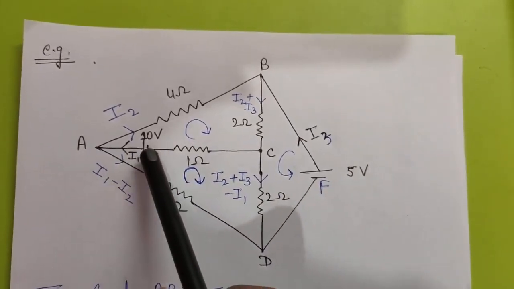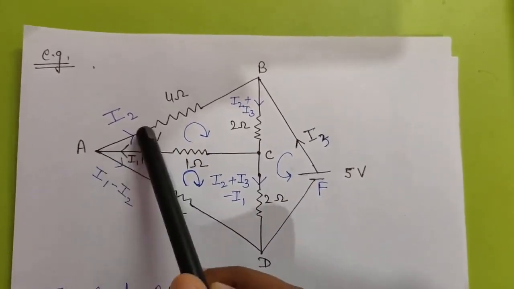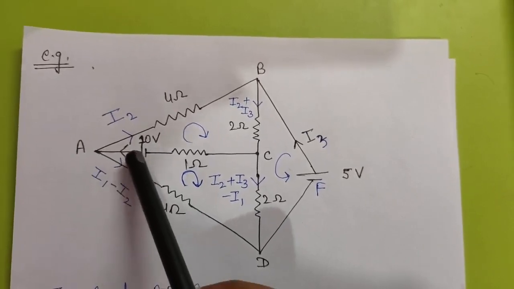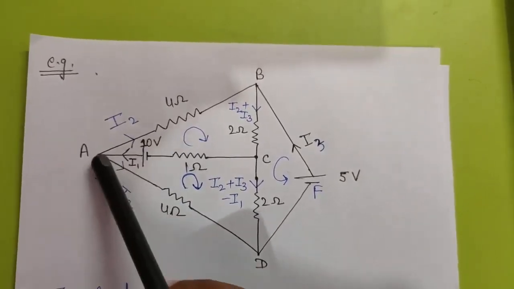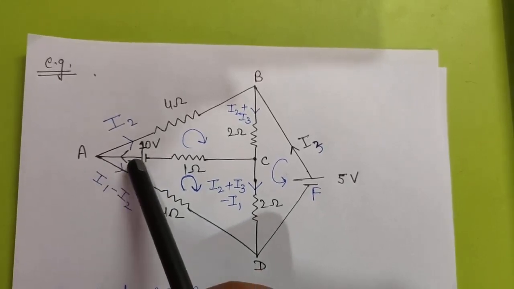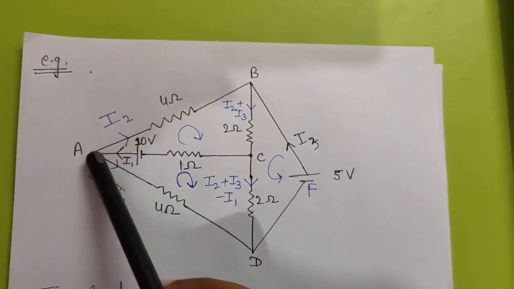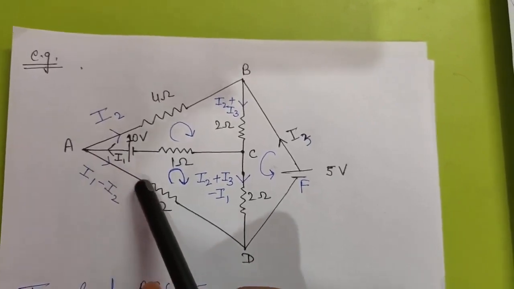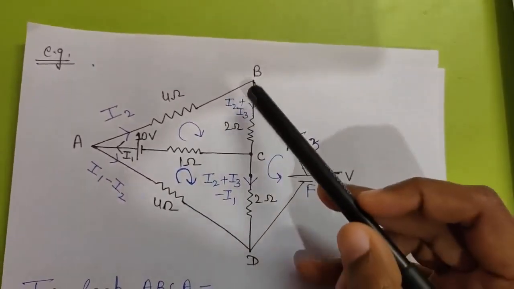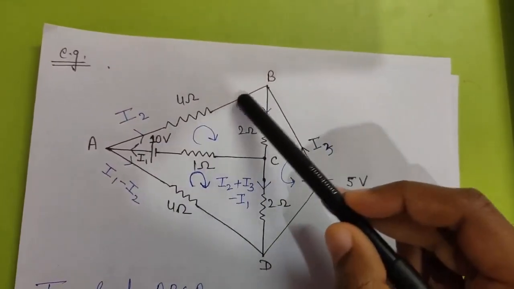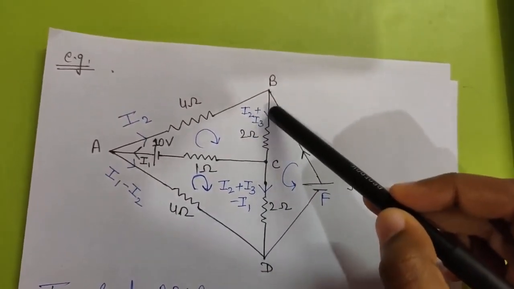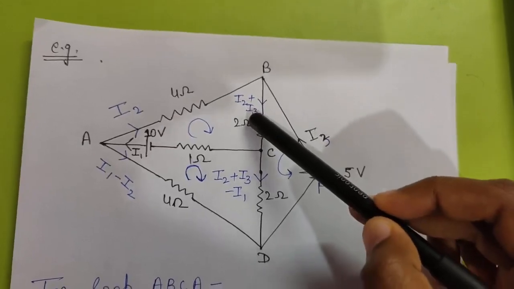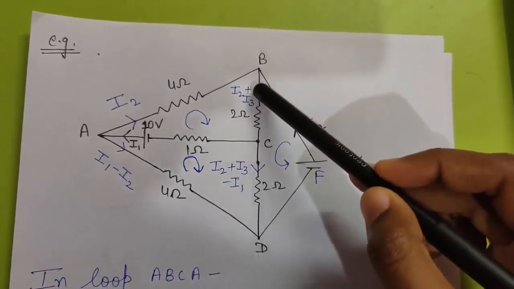Now look carefully. If I1 is flowing here, it will get divided into 2 parts at this point A. Let us suppose I1 is going here and I2 is going there. Therefore from this branch, what will be left is I1 minus I2. So I1 is here, I2 will be here, and I1 minus I2 will come here. Now come to this point. I2 is coming here, I3 is coming from here. So at this branch, I2 plus I3 will come.